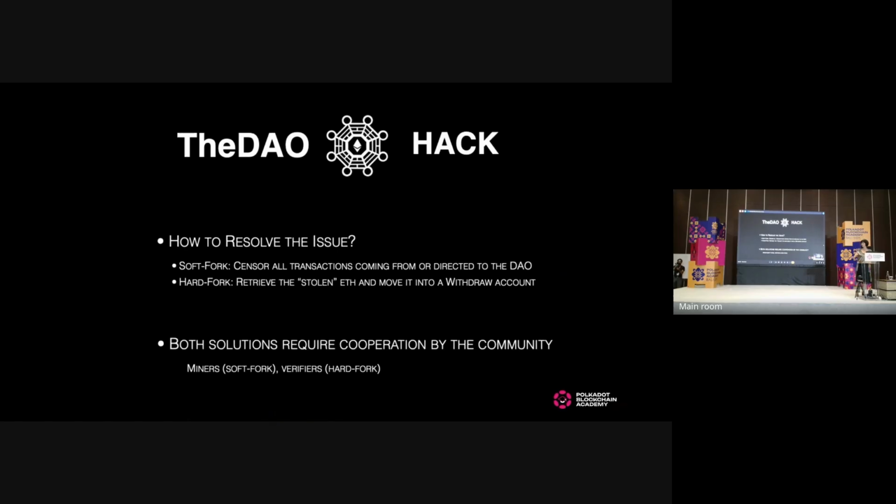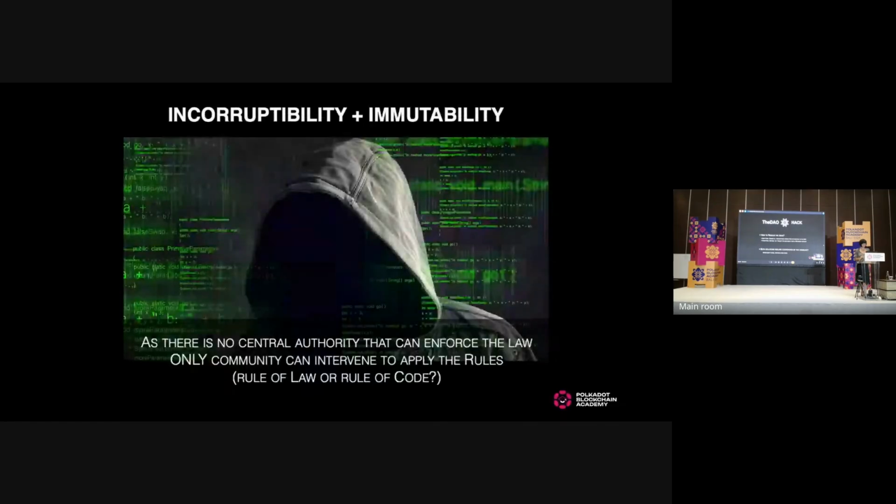But of course, no one can choose to make a soft fork or a hard fork unilaterally. There is an important decision to be made through distributed consensus, which means that on the one hand, the miners have to agree, and of course also the verifiers. So this is a decision that cannot be made by anyone single-handed. So the question, of course, is that because no one can decide, the community is the only one that can choose whether or not to intervene.